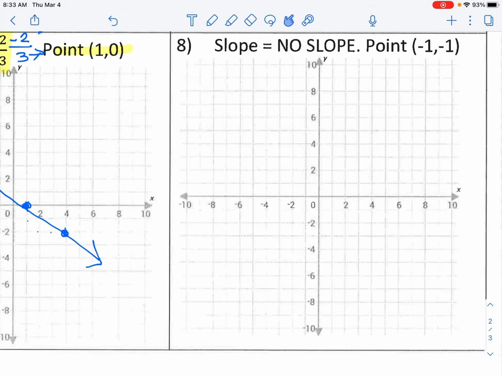All right. Last one says no slope. And all I know is that my first point is at -1, -1. So I'm going to go to -1 on the x, go to -1 on the y. Now remember when I did the video just before this, the day 3, I reminded you guys that no slope means that you're going to have a vertical line. So if this is going to be a vertical line, you could really put a point anywhere on that -1 on the y. So I'm just going to pick a random point here and draw my vertical line.